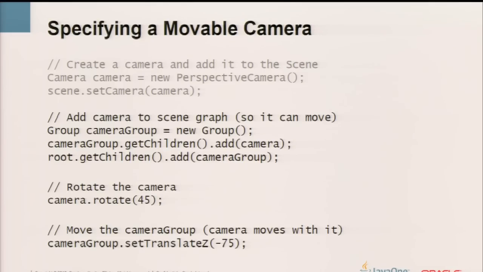So in this case, I create a group. I add the camera as a child of that group and add the group as a child of the root node. And now I can, using transforms, rotate either the camera or the group node that camera is a member of. And in either case, that moves the camera and moves what you will see.